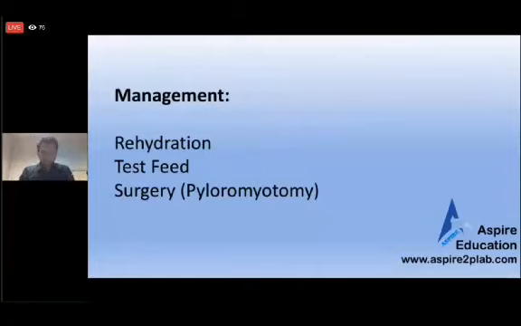Then there's something called test feed. So what is this test feed? You feed the child in front of you, and you observe the child after the feed for the vomit, and if there are any peristaltic movements in the tummy, which can give the confirmation of pylorostenosis. And then the definitive management for pylorostenosis would be surgery, which is pyloromyotomy.